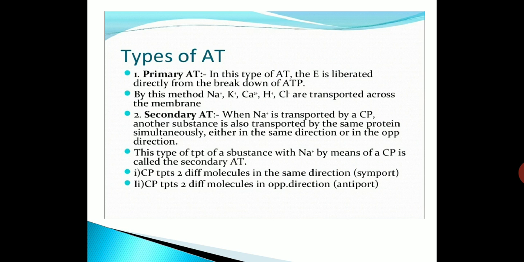Second is secondary active transport. When sodium ion is transported by a carrier protein, another substance is also transported by the same protein simultaneously, either in the same direction or in the opposite direction. This type of transport of a substance with sodium ions by means of a carrier protein is called secondary active transport.